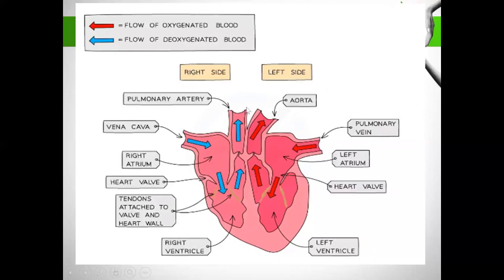In the whole right side, there is deoxygenated blood. In the right side, what's happening here, you can see that all the CO2 blood enters through the vena cava into the right atrium. You can see the right atrium is there. And when the right atrium contracts, the tricuspid valve opens and the CO2 blood enters into the right ventricle.